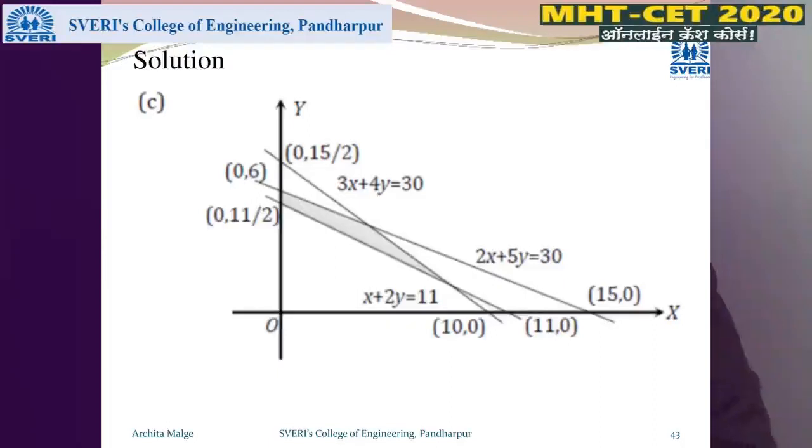So here we just put those points on the y-axis and x-axis, and we draw a line for these inequations. So what is the feasible region? Look at this.